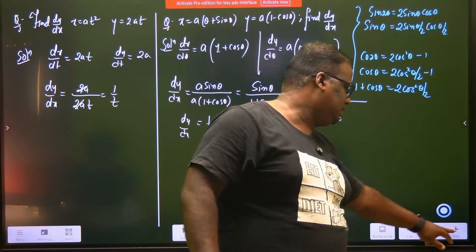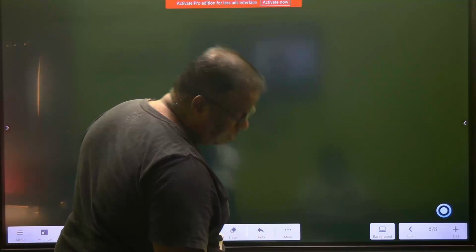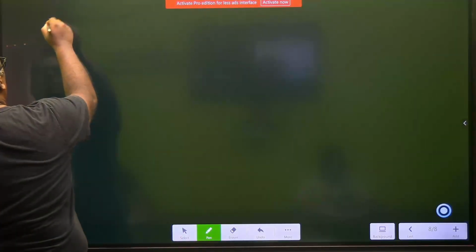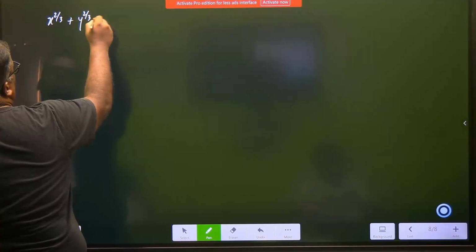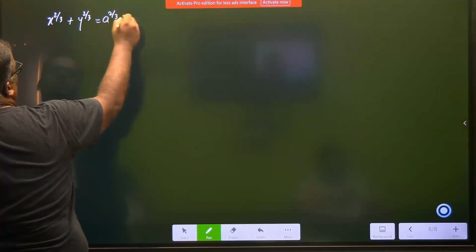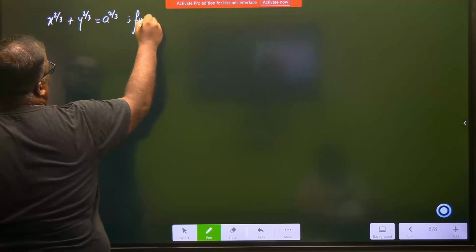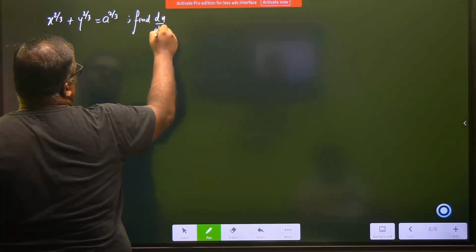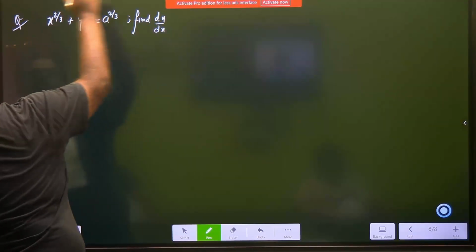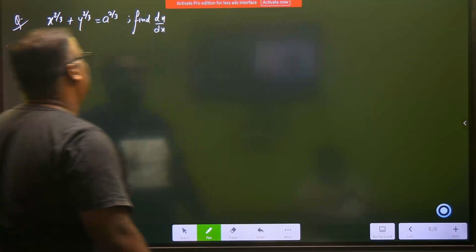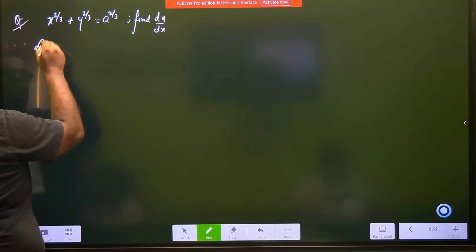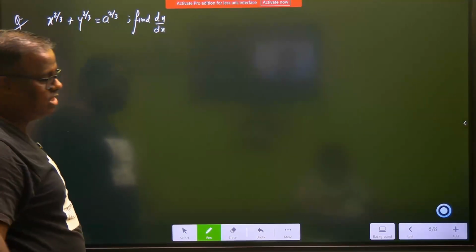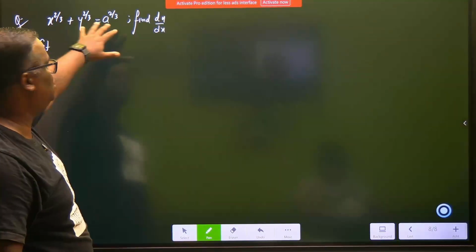Next problem, and next is thoda sa tricky. x to the power 2 by 3 plus y to the power 2 by 3 is equal to a to the power 2 by 3. Find dy by dx. Again, here also we have to make it parametric. Now when we make it parametric, it's something like this. Look, ultimately you just can't assume something. When you assume, this equation should be satisfied.